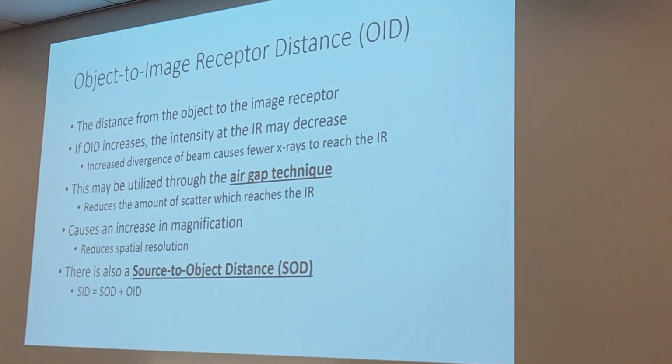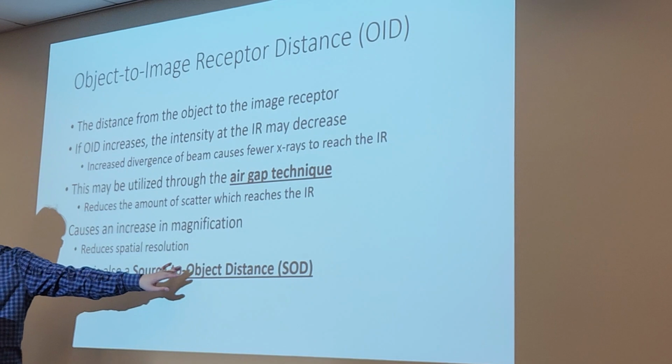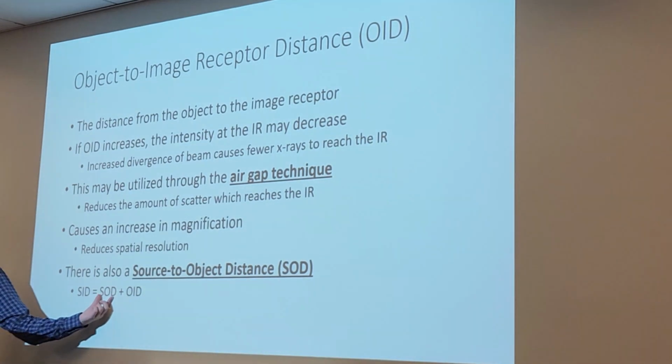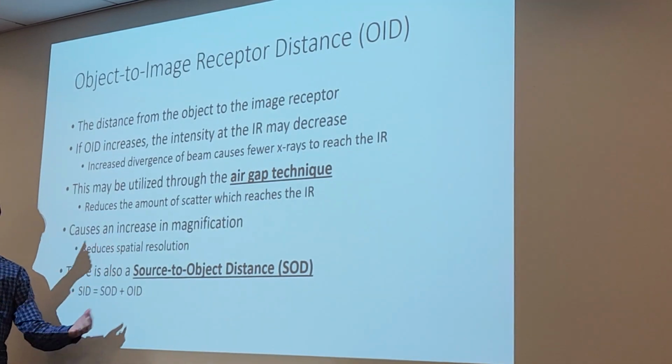And then, just like we said earlier, we have SOD, source to object distance, right? So SID, your source to image distance, is equal to your SOD, source to object, and then OID, object to IR.